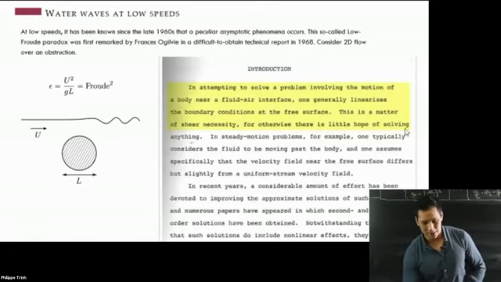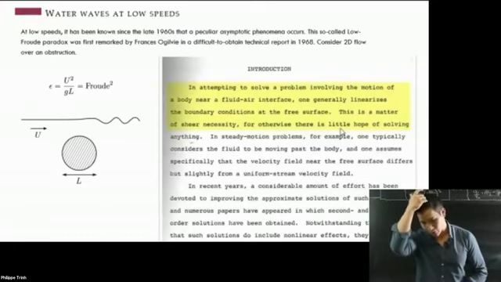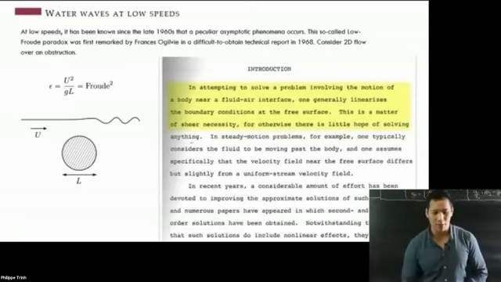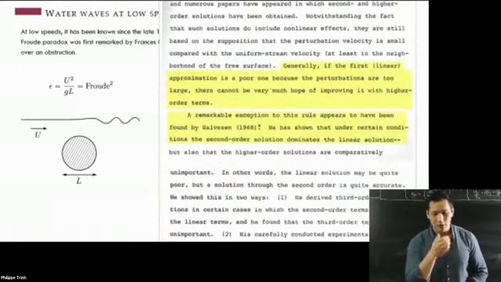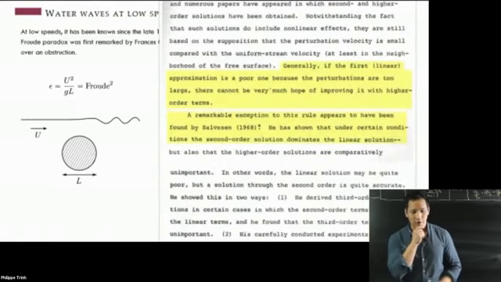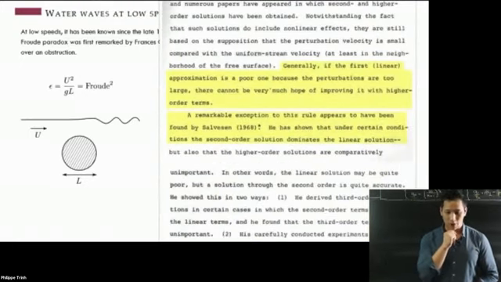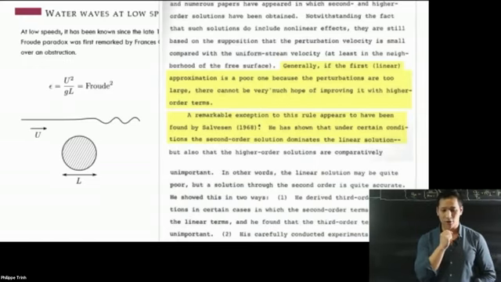And this is 1968, unpublished. It's a technical report from the University of Michigan by Francis Ogilvie, and he notes: in attempting to solve a problem involving the motion of a body near a fluid-air interface, one generally linearizes the boundary conditions at the free surface. This is a matter of sheer necessity, for otherwise there's little hope of solving anything. Generally, if the first linear approximation is a poor one because the perturbations are too large, there cannot be very much hope of improving it with higher order terms.